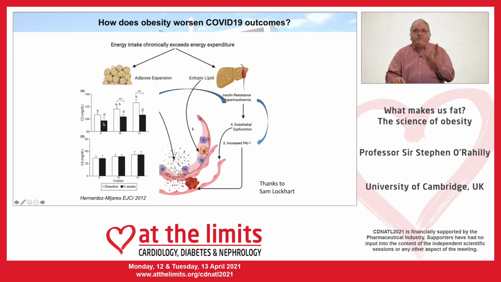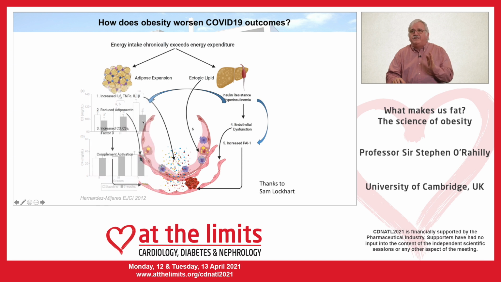The good news is if you even go on a 6-week diet, you can drop your complement levels markedly, well before you lose very much weight. And that's part of, I think, the message for obesity and COVID. Losing even a small amount of weight can have these benefits on things like complement, adiponectin, and inflammatory markers before you lose much weight.